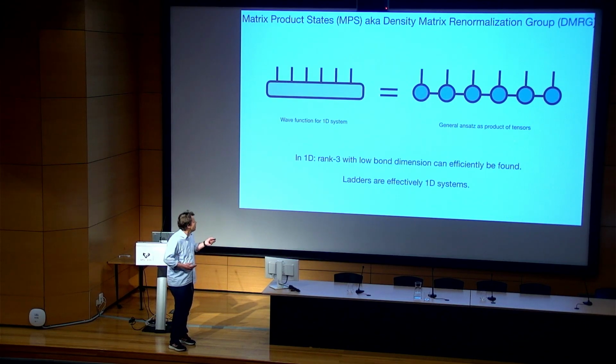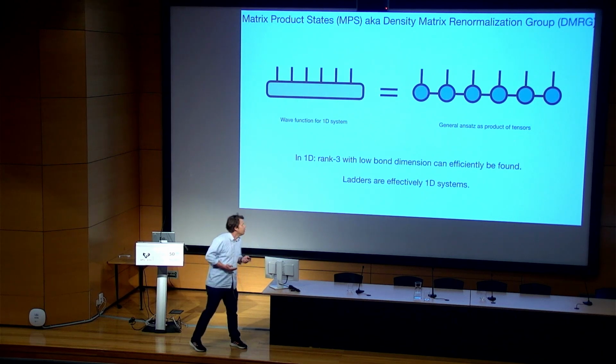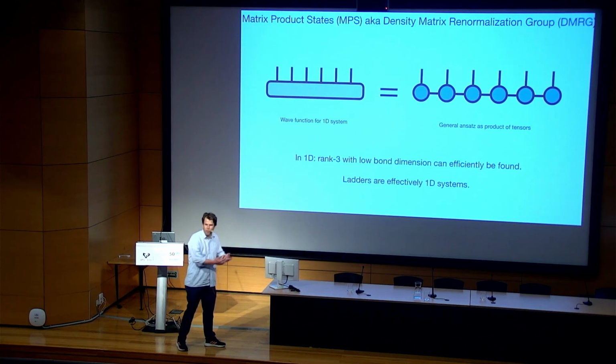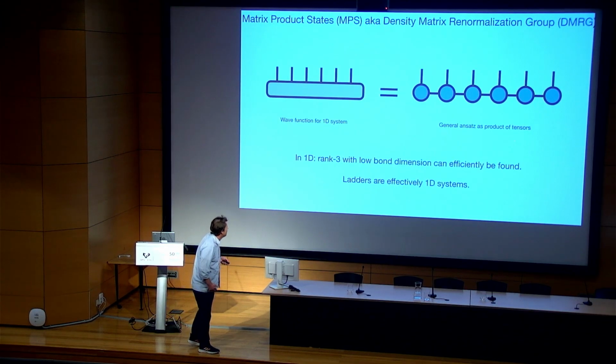And that means this internal dimension of these tensors has to be chosen large enough so that this structure can actually accommodate the entanglement in the system. And if this is the case, then we have a good ansatz.